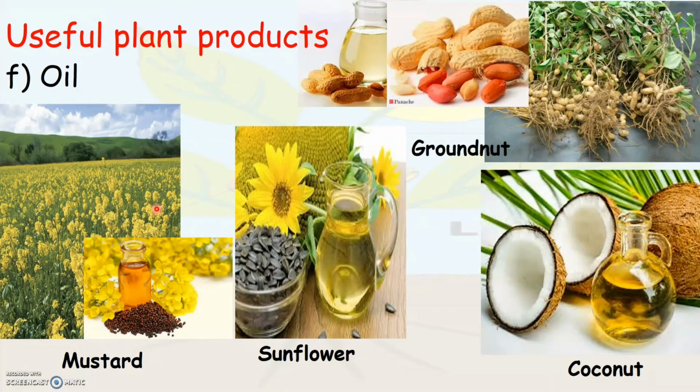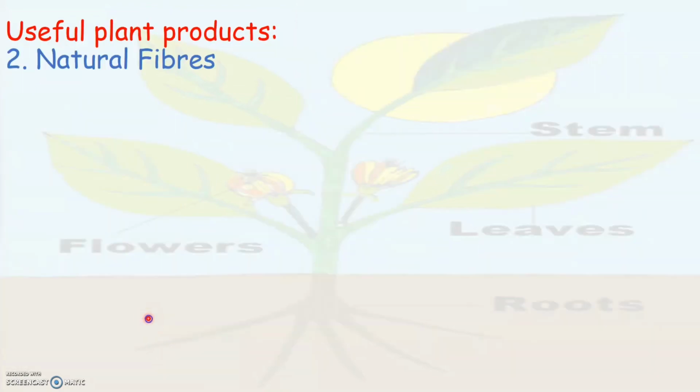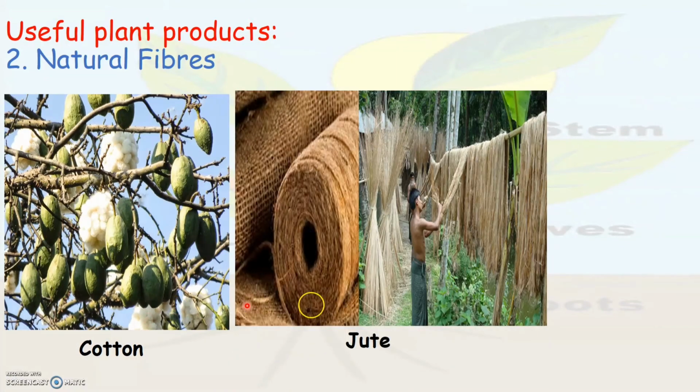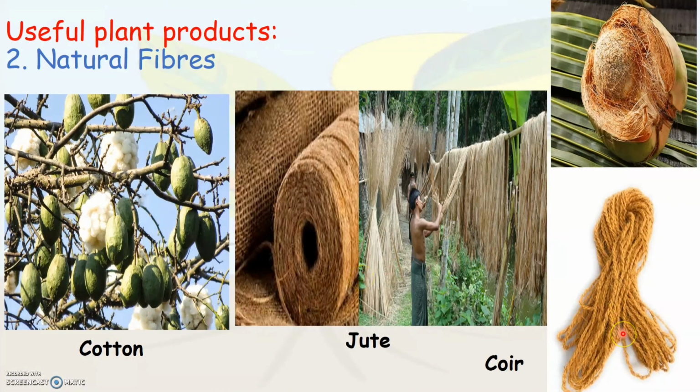Other than food items, we also depend on plants for natural fibers, spices, beverages, wood, rubber, medicines, and sugar. Some of the natural fibers are cotton, jute, and coir. As you can see here, cotton is obtained from the cotton plant, jute from the jute plant, and coir, which is a fiber obtained from coconut.